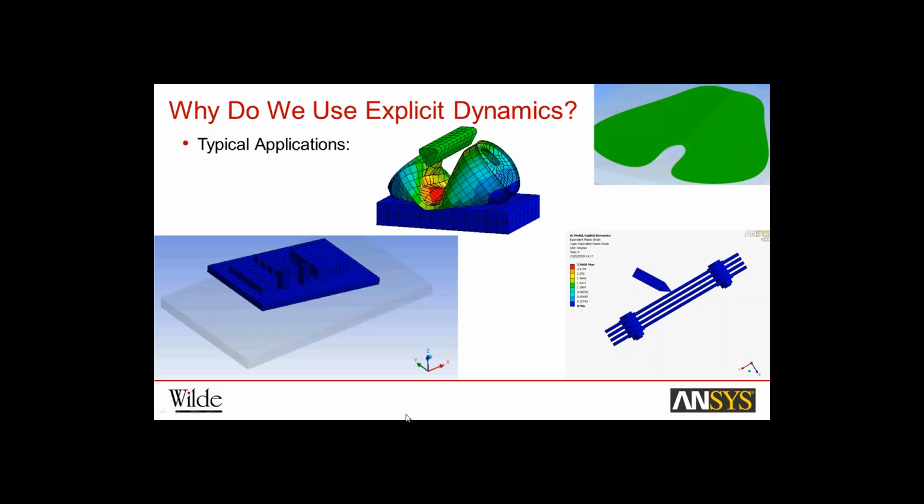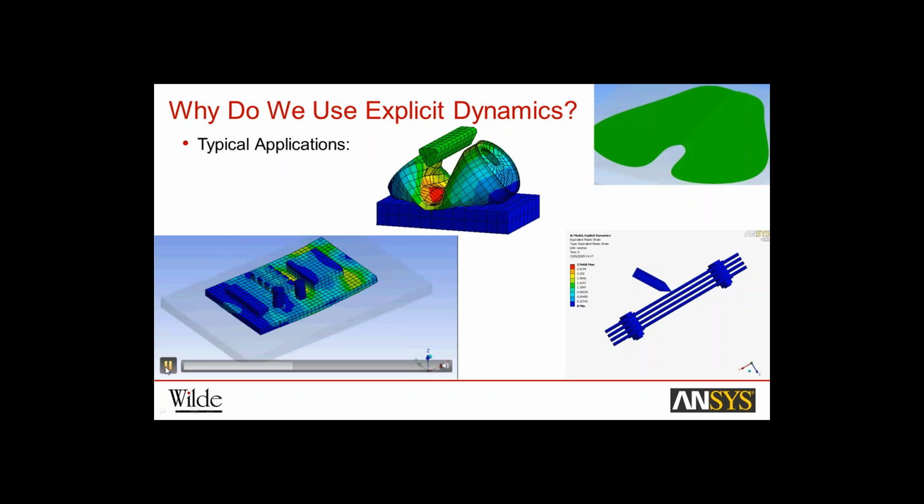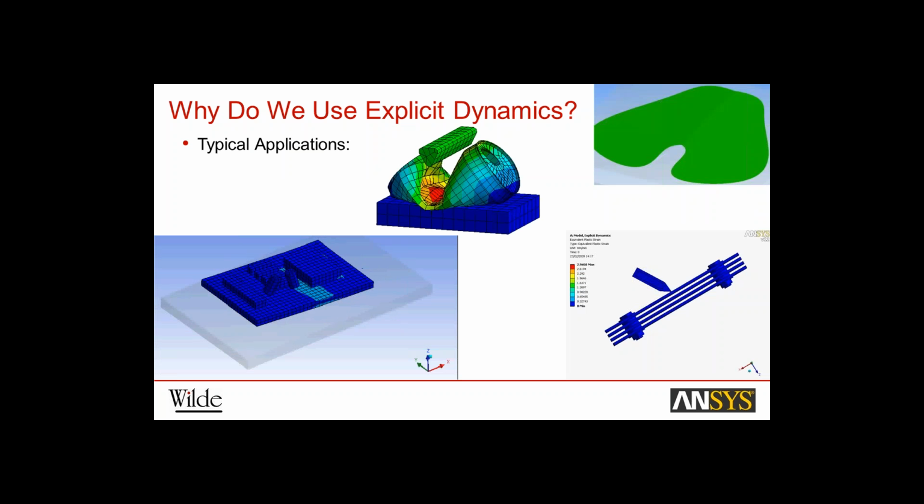The slide here just shows you some typical applications. I'm going to start off by looking at a typical application of Explicit STR, which is a drop test type of simulation. This type of work is commonly used in the electronics industry, looking at handheld devices, medical devices, even nuclear flasks, dropping of nuclear flasks.